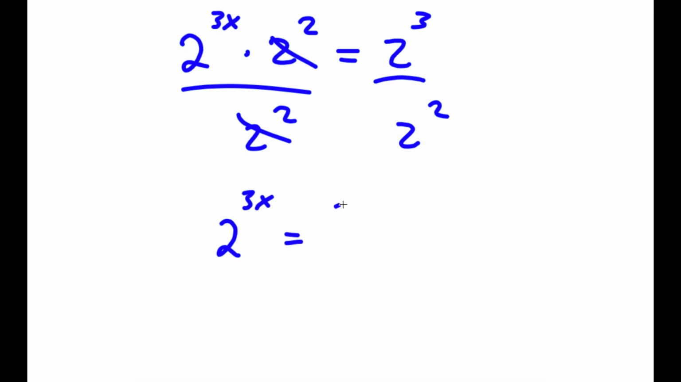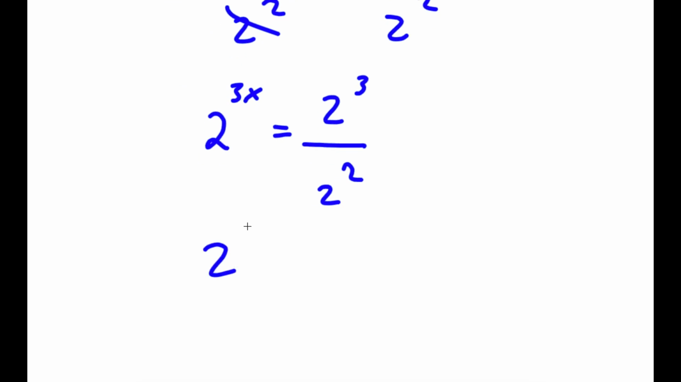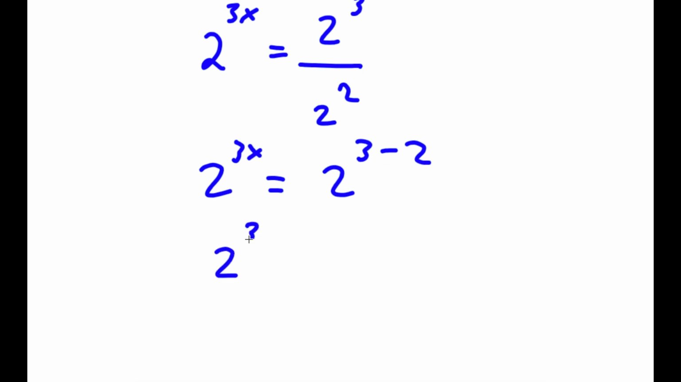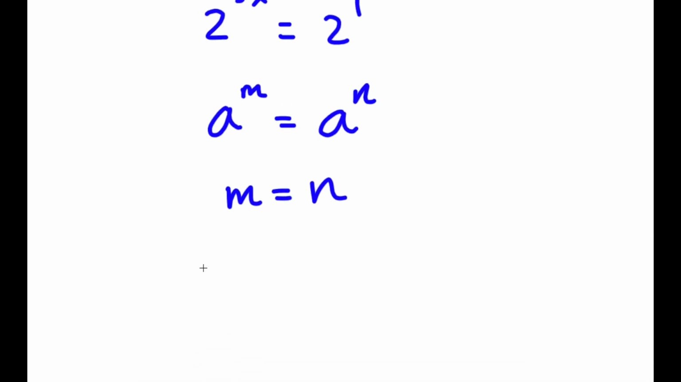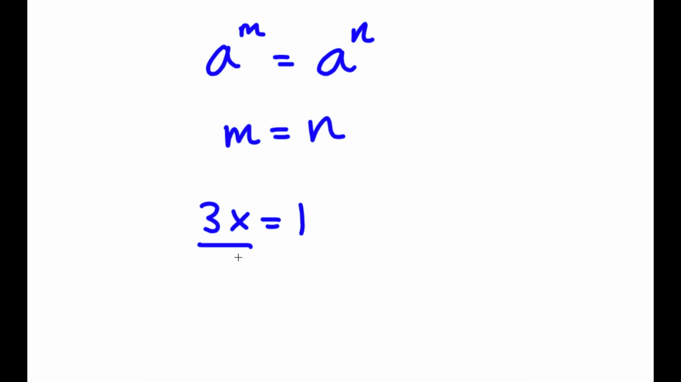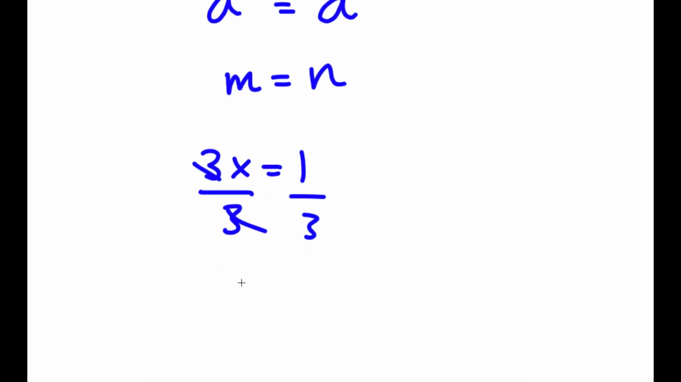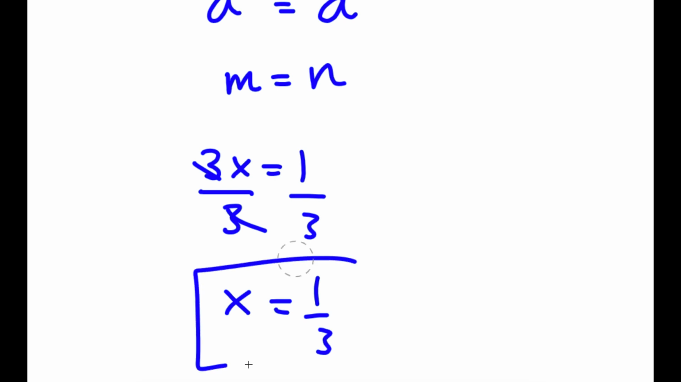3x is equal to 2 to the power of 3 over 2 to the power of 2. And 2 to the power of 3 divided by 2 to the power of 2 is equal to 2 to the power of 3 minus 2, which is equal to 2 to the power of 1. Now, if I have something in the form a to the power of m is equal to a to the power of n, this means that m is equal to n. So in this case, 3x is equal to 1, and if I divide both sides by 3, I get x is equal to 1/3.